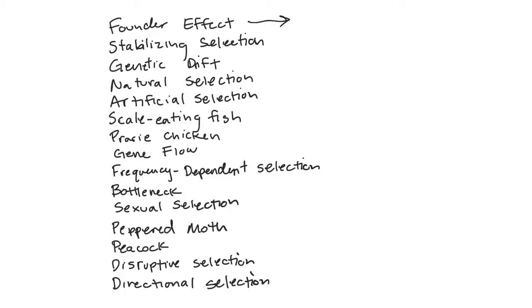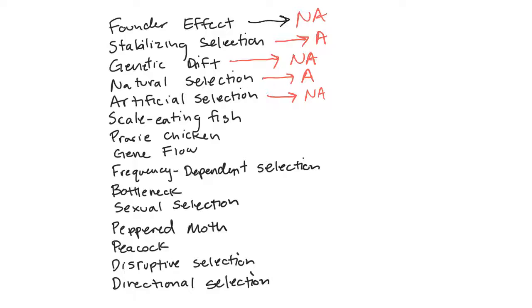So the founder effect, adaptive or non-adaptive? Non-adaptive. Good. Stabilizing selection. That was one of our three types of natural selection, right? Genetic drift. Non-adaptive. So that was random, right? Natural selection. Adaptive. Artificial selection. Is it a little tricky? It doesn't help them to their natural environment, so non-adaptive, but it's not random either, so it's kind of in the middle.